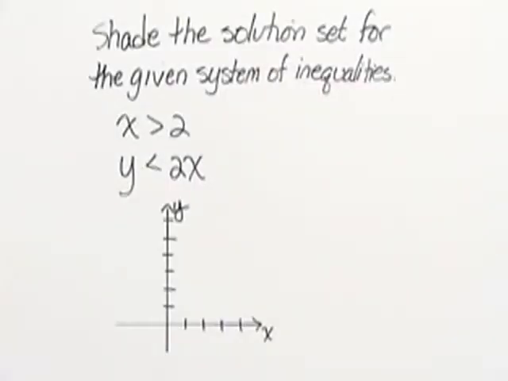Shade the solution set for the given system of inequalities. x is greater than 2 and y is less than 2x. First, we graph the boundary lines.